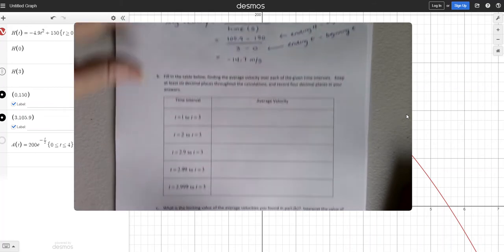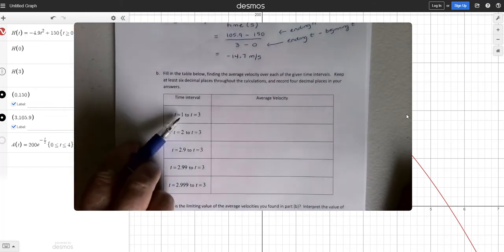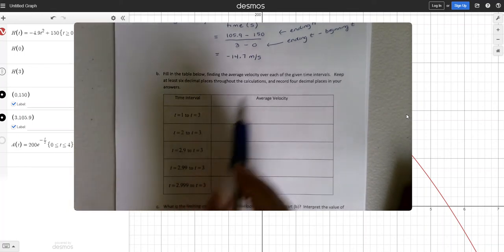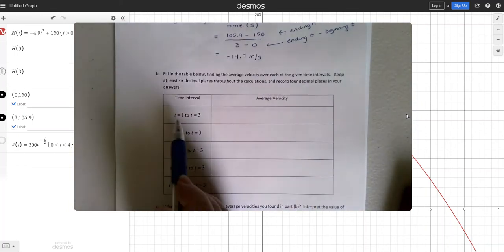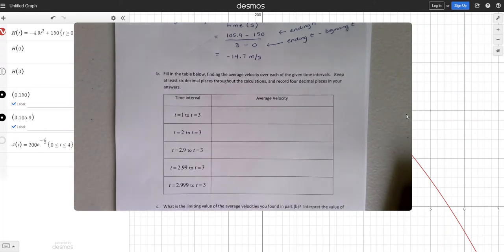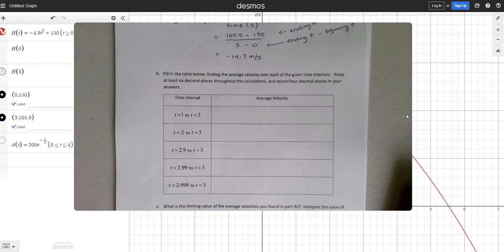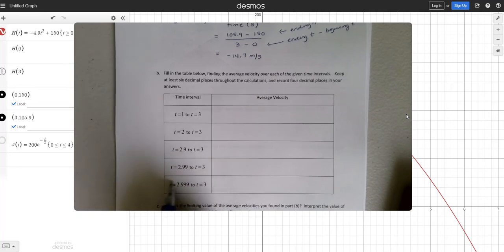You will notice in the chart down here, I have several different time intervals for you to work with. First, I'm going to say, well, what if we didn't go from 0 to 3? What if we just went from 1 to 3? Or from 2 to 3? Or from 2.9 to 3? 2.99 to 3, and finally 2.999 seconds to 3 seconds. You can see what I'm doing here. I'm kind of zeroing in, so I'm almost exactly just at that 3-second mark.